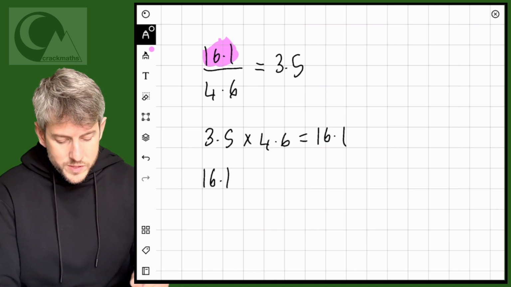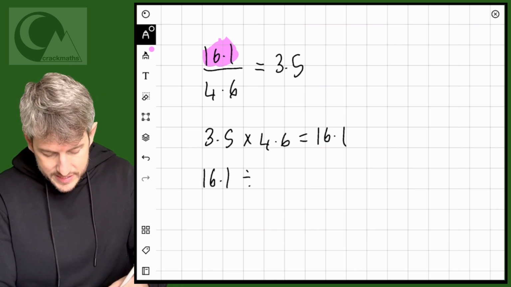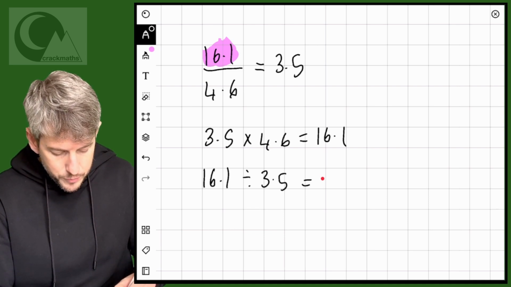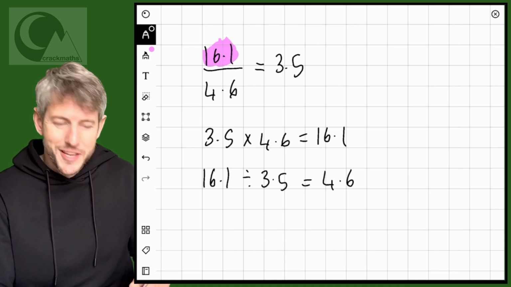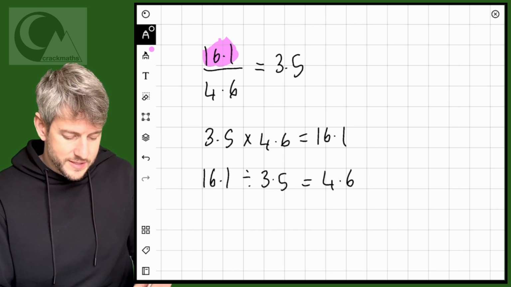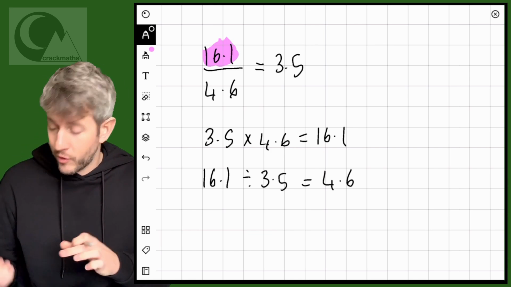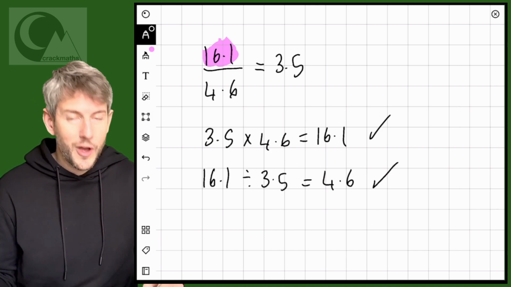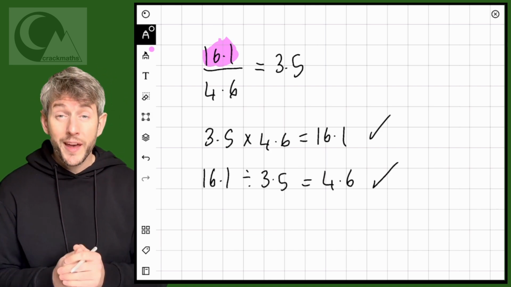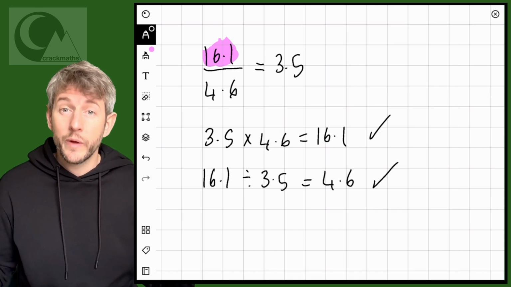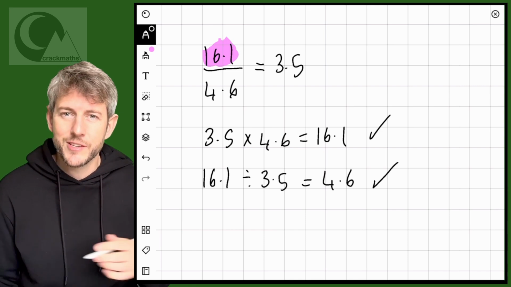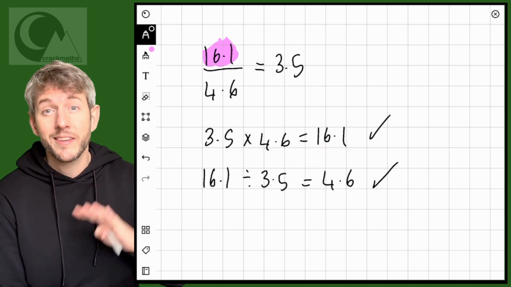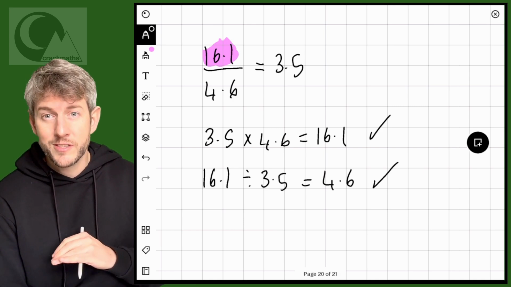And we can also rearrange this to be 16.1 divided by 3.5, and that should equal 4.6. Okay, and again, you can check that on your calculator. 16.1 divided by 3.5, and that equals 4.6. Okay, so that is how we do reverse calculations. So let's now go to the questions on Crack Maths and have a go at a couple from the practice and a go at a couple from the scenario.